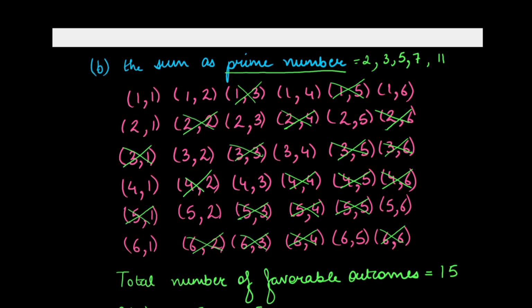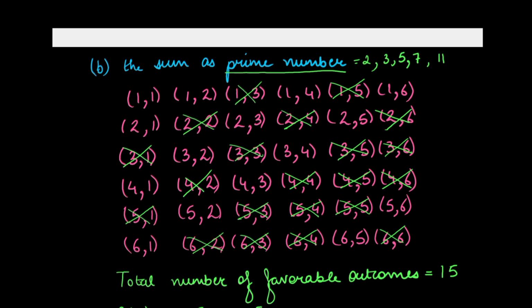So we need to see when we throw a pair of dice, how many possible outcomes are there in which the sum is a prime number. That is, the sum is one of these 5 numbers. So let's see. 1 plus 1, 2. Yes, it is a prime number. 1 plus 2, 3. It is a prime number. 1 plus 3, 4. No, 4 is not a prime number. 1 plus 4, 5. 5 is a prime number. 1 plus 5, 6. Not a prime number. 1 plus 6, 7. 7 is a prime number.